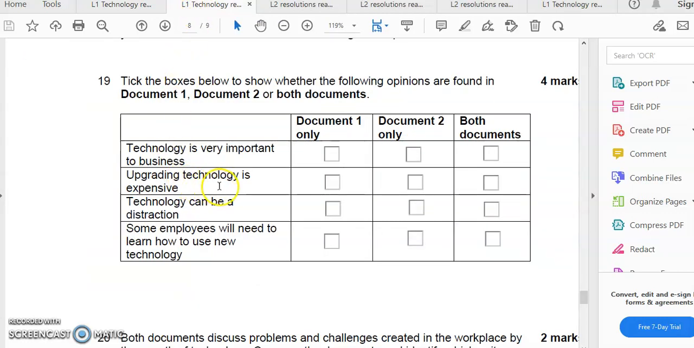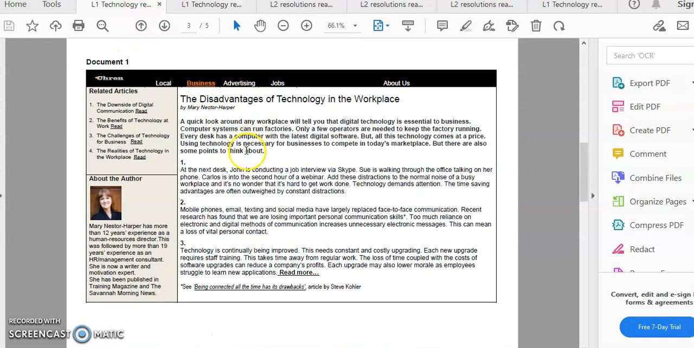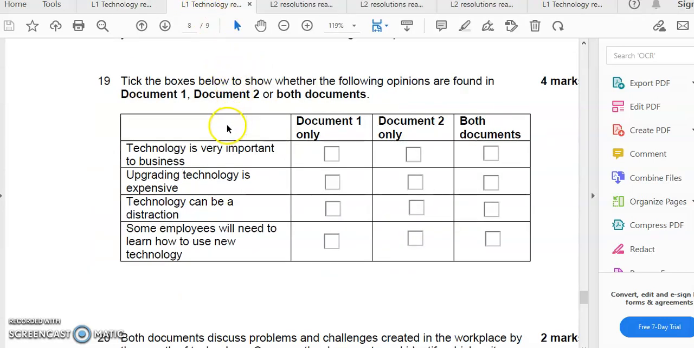Upgrading technology is expensive. And again, what we're looking for here is scan reading. So we're looking for references to money and finance, and we can quickly go through and find those potentially. We'll move on from there. This section here really needs constantly across the upgrade, and that sort of tells us it's in document 1. We can then give it a read through. I'm not going to go through all of this because we don't have time. But yes, we can scan read that.